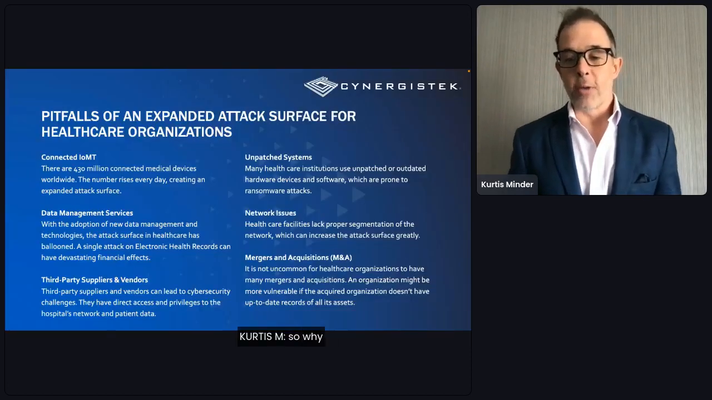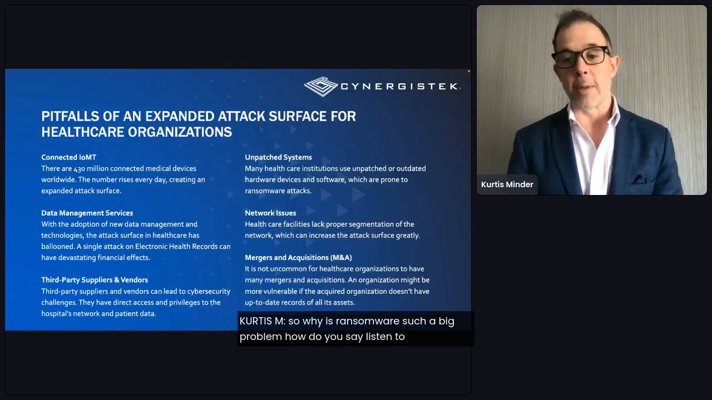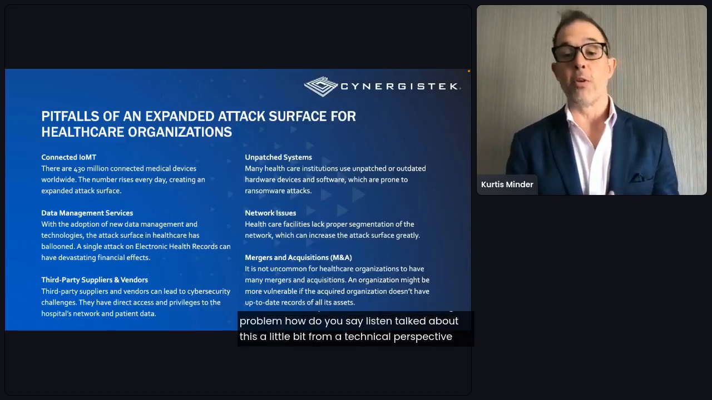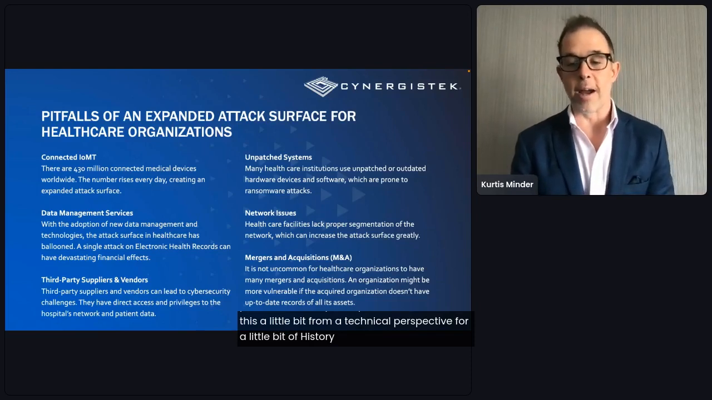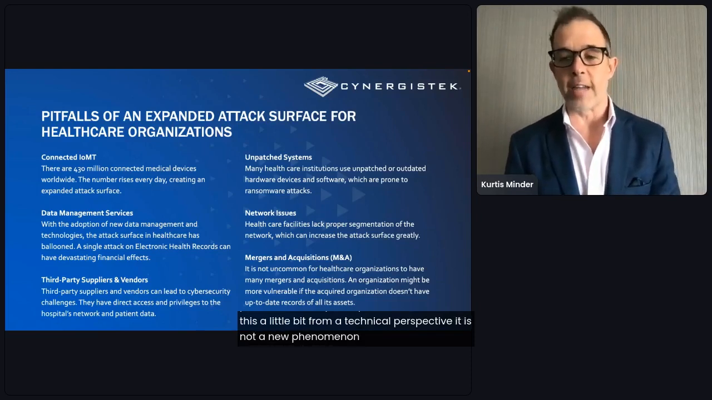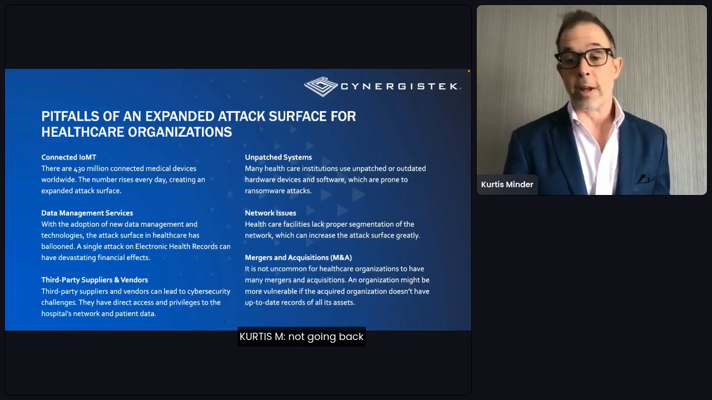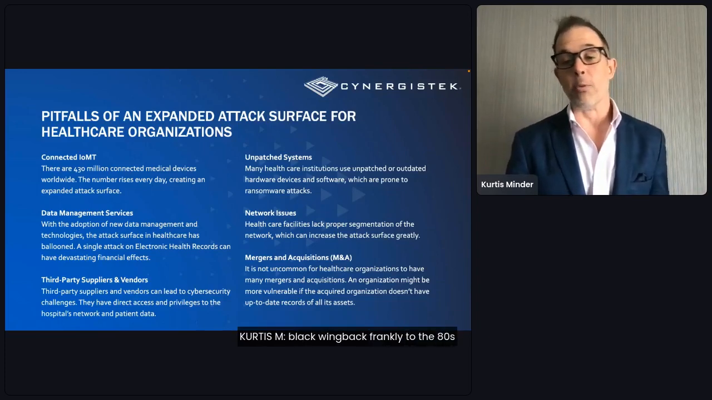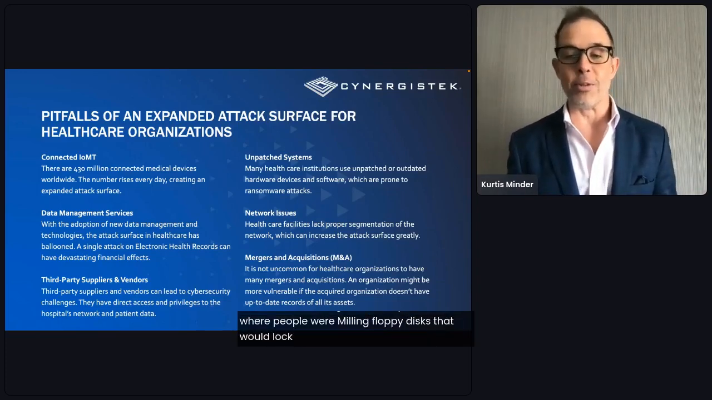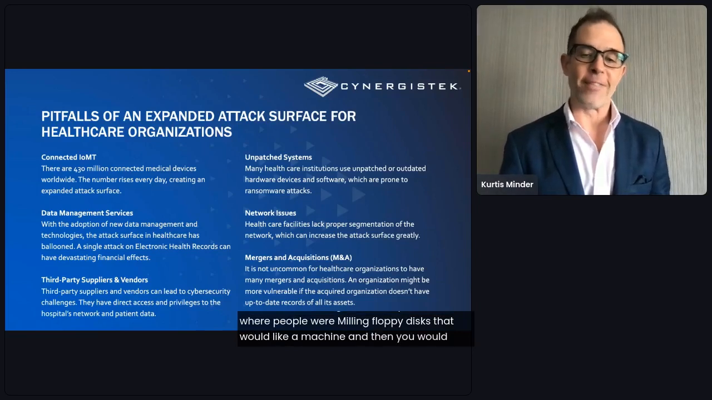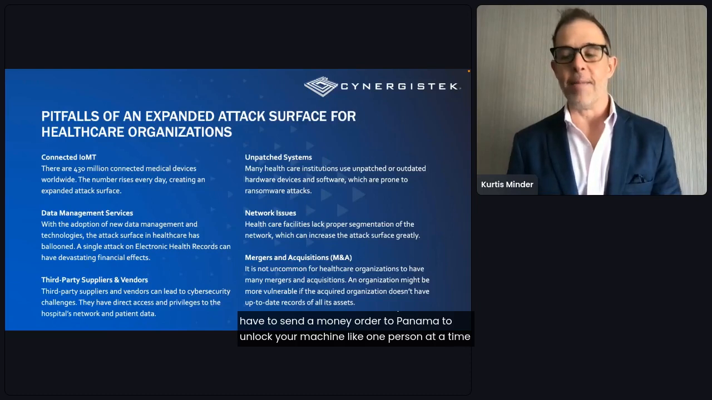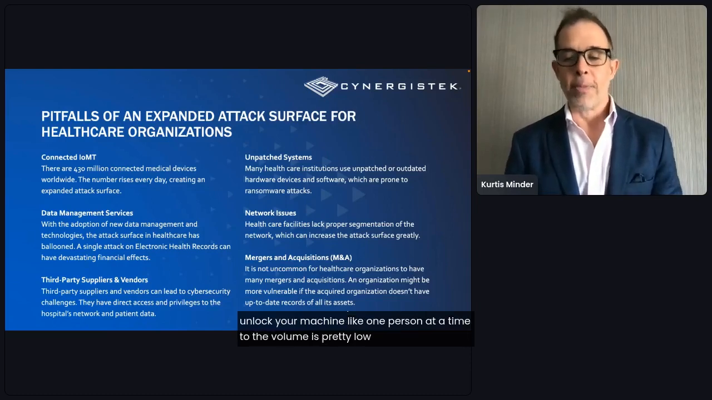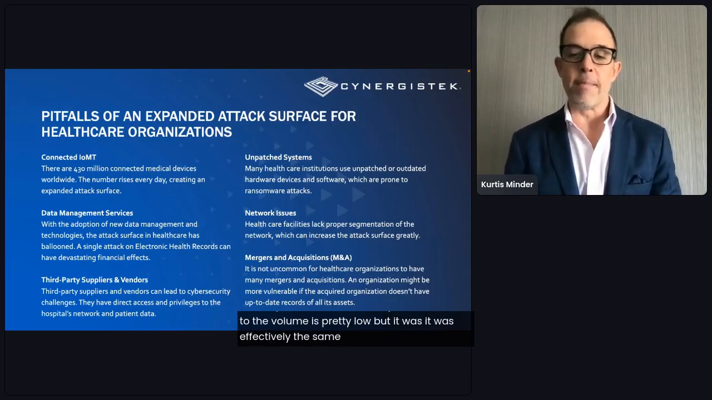So why is ransomware such a big problem? Obviously, Alyssa talked about this a little bit, but from a technical perspective, first I'll say a little bit of history on this. It is not a new phenomenon. There have been versions of this kind of attack going back, frankly, to the 80s, where people were mailing floppy disks that would lock a machine, and then you would have to send a money order to Panama to unlock your machine. It was like one person at a time. So the volume was pretty low, but it was effectively the same attack.